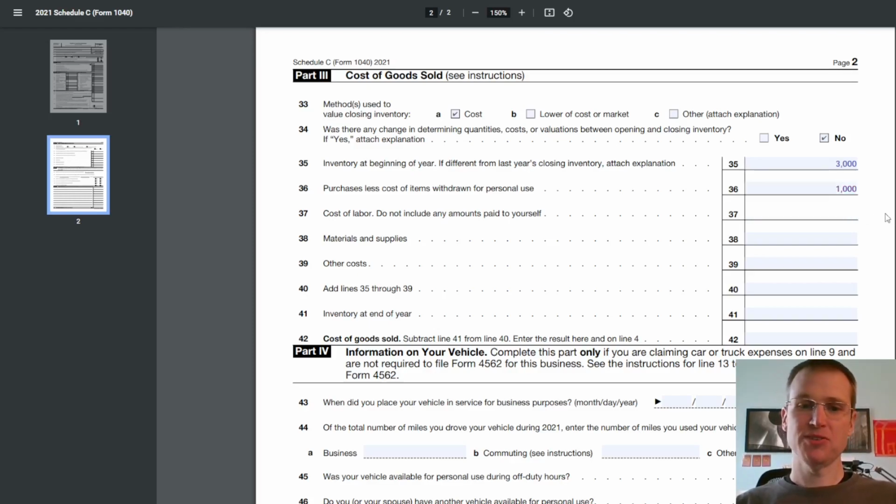Cost of labor. Do not include any amounts paid to yourself. So most of us are just going to be doing this on our own. We have no employees, so the cost of labor is zero. And most of us, for a while at least, will not be paying ourselves.